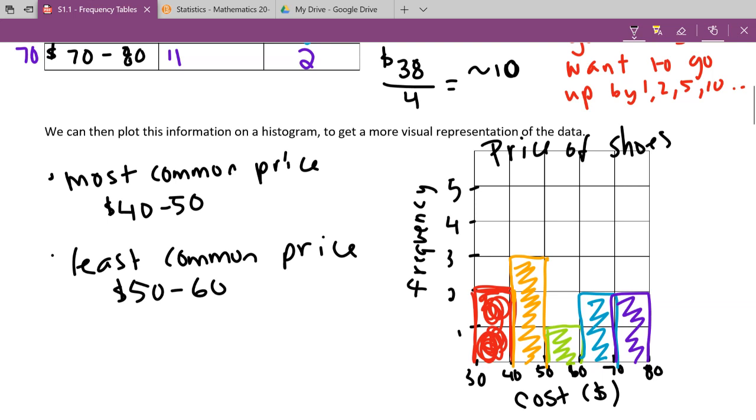And in general, there's no real pattern. It's not like we have more expensive shoes or more cheap shoes. It's kind of just an even spread. No bar is much larger than the other. Nothing's too crazy.